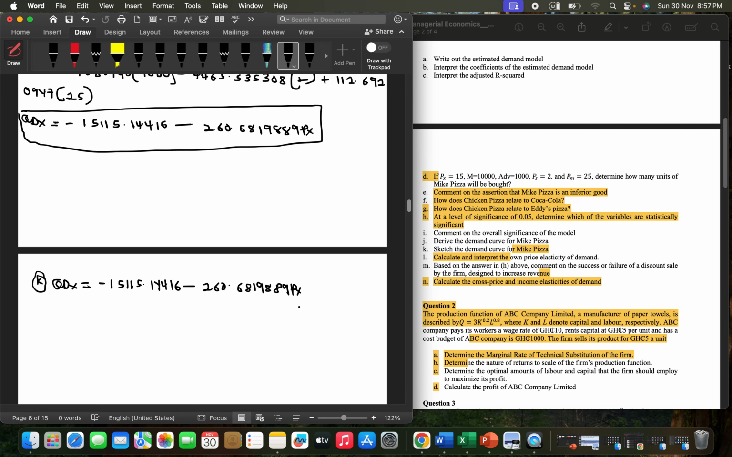If you want QDX, you make PX 0. If you want PX, you make QDX 0. So when PX is equal to 0, I have QDX equal to minus 15,115.14416 minus 260.6819 where PX is 0.